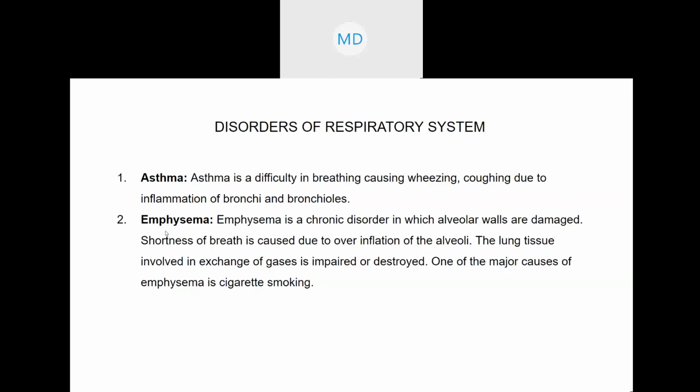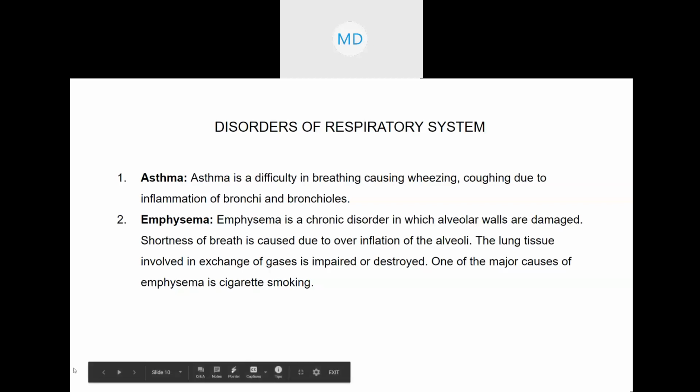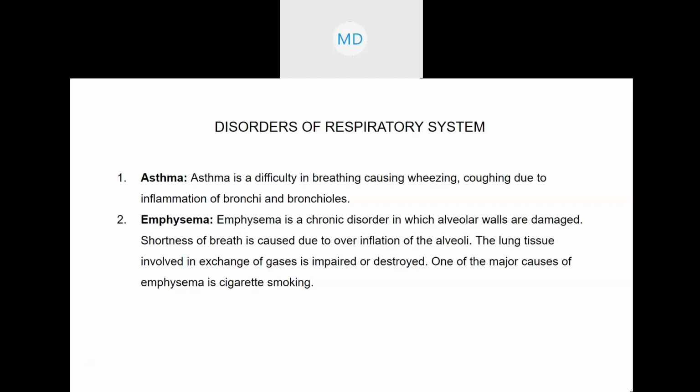So next is emphysema. Emphysema is when the alveolar walls are damaged. What are alveolar walls? We have already seen alveolar walls. So when the alveolar walls are damaged, it results in emphysema.